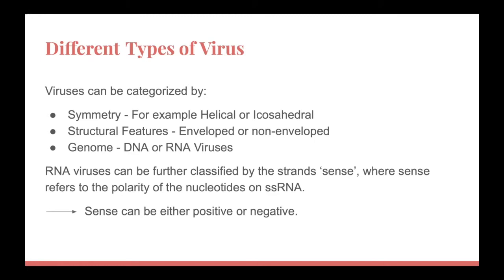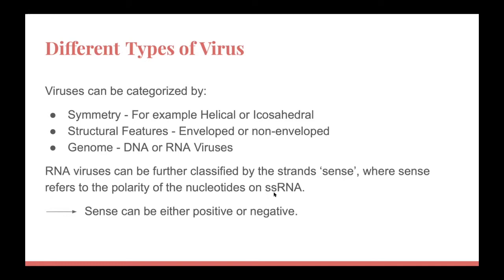Another prominent variation in virus composition is the difference in the genome type present in the virion. So DNA and RNA are both sequential nucleotide chains and are able to code for structural proteins. In viruses, RNA and DNA can either be single-stranded, so this is ssDNA and ssRNA, or double-stranded, which is referred to as dsDNA and dsRNA.